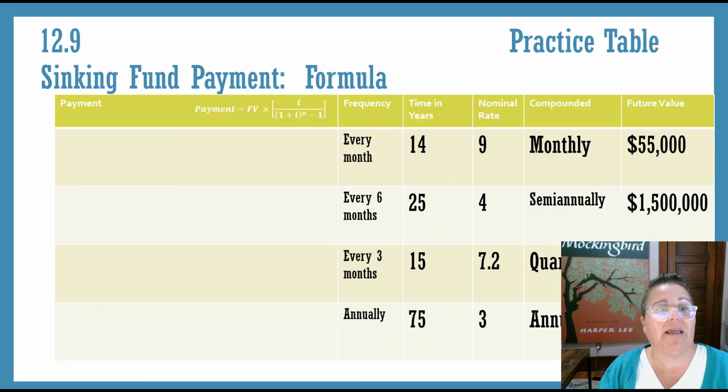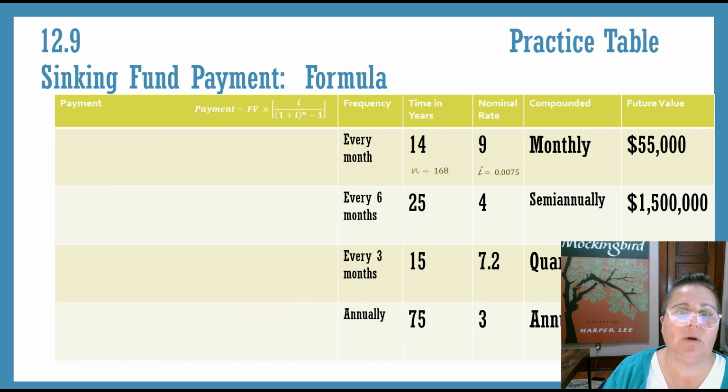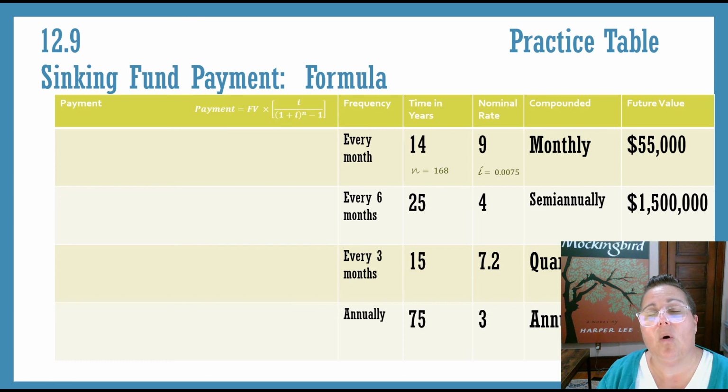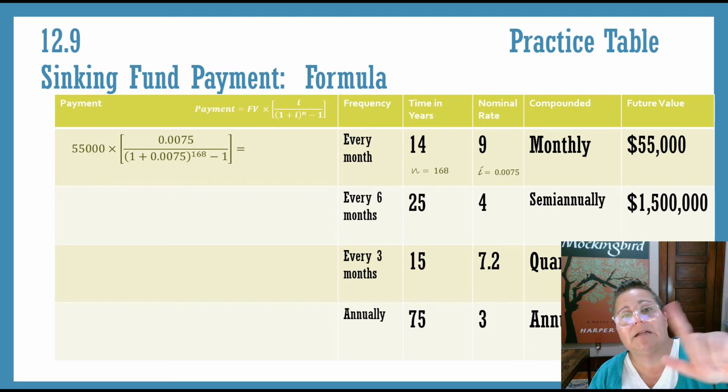As with the last time I have practiced, we're going to use the same formula for the sinking fund payment. Our I value will be 9% divided by 12 for every month, or 0.09 divided by 12, or 0.0075. The total number of compounds will be every month for 14 years, or 168. The goal or future value is 55,000. So the formula will look like 55,000 times 0.0075 divided by 1 plus 0.0075 to the 168th power minus 1.